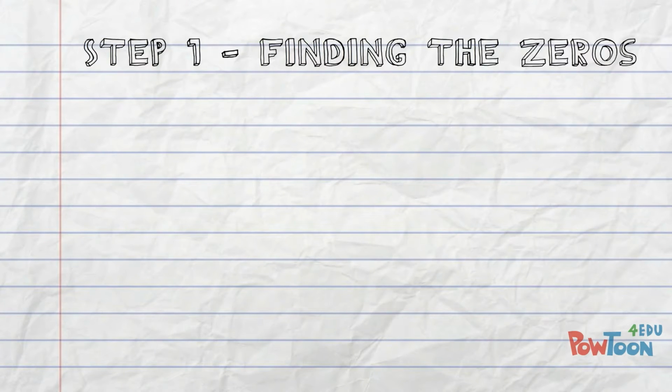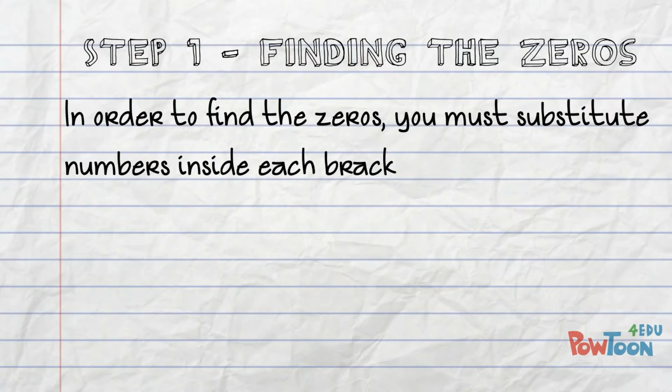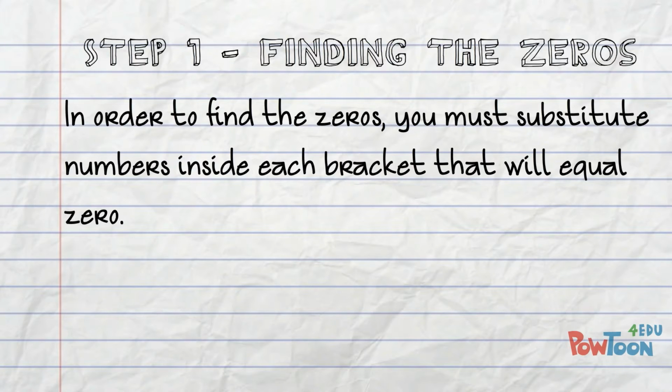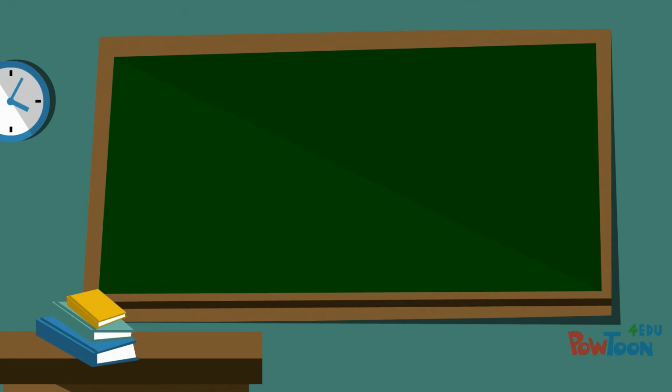Step 1. Finding the zeros. In order to find the zeros, you must substitute numbers inside each bracket that will equal 0. The number that creates a 0 in each bracket are the coordinates on the x-axis. Let's try this out for ourselves.